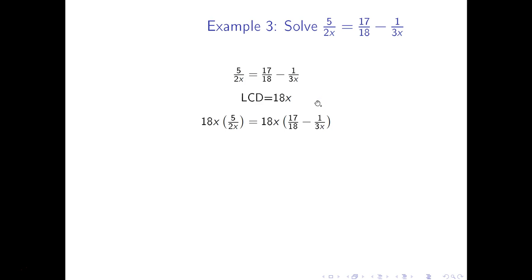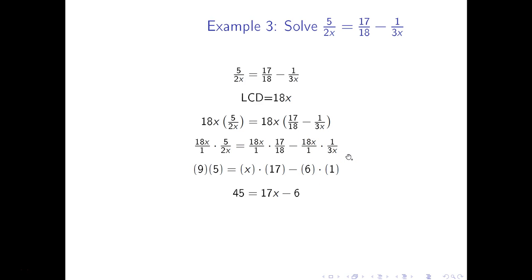Now, if you multiply both sides by that, notice I'm going to distribute and multiply each of these terms by the 18x, but I'm putting over 1 to make it easier to see how things cancel. Here, 18 and 2 cancel to give me 9, and the x's go away. So I get 9 times 5. 18's cancel, and I get x times 17. And 18 divided by 3 is 6, and the x's cancel. So you multiply that out. If you made a mistake, go ahead and pause the video and finish solving it. Otherwise, keep going. So we add 6 divided by 17, and x equals 3.